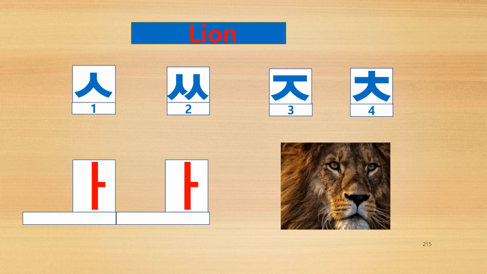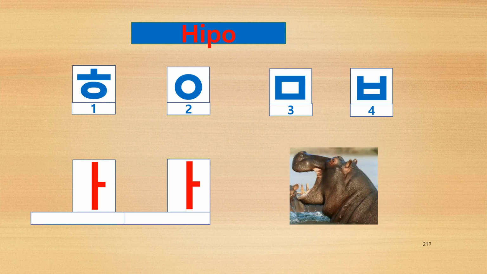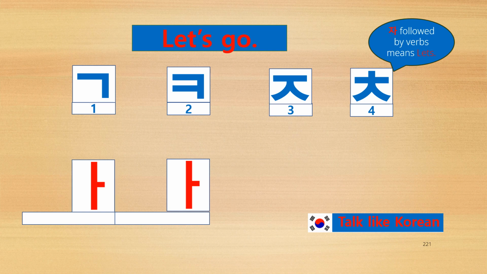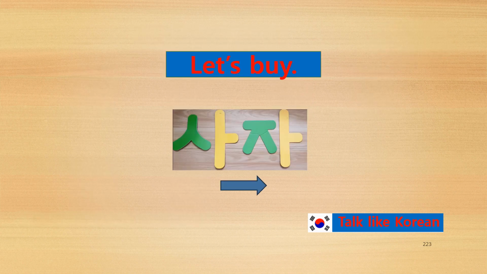Well done. And then we say lion is 사자. So can you tell what it is? 사자. Well done. And the hippo, we say H sound 하마. 하, 마. 1 and 3. Well done. Let's go. We say 가자, 가자. Because if the 자 is placed just at the end of the verb, it means let's. So 가자. Which one you go for? 가자. Well done.